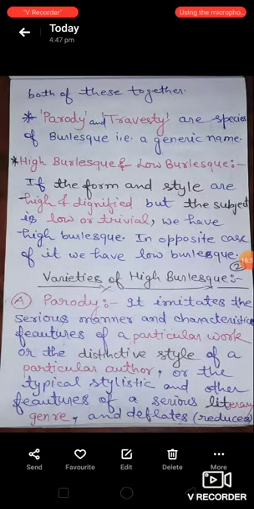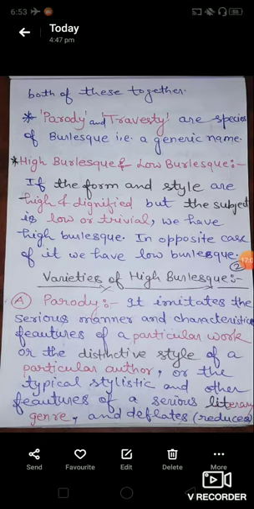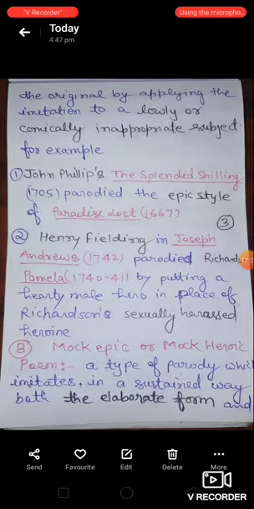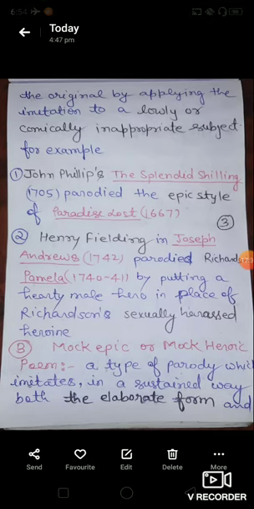Original means the work which is being imitated. It is being deflated. Very good word. D-E-F-L-A-T-E-D. It means reduced in importance, in size, in its magnificence, in its impression. So a particular work, or the distinctive style of a particular author, or the typical stylistic and other features of a serious literary genre is being imitated by introducing some inappropriate subject with it. Okay?